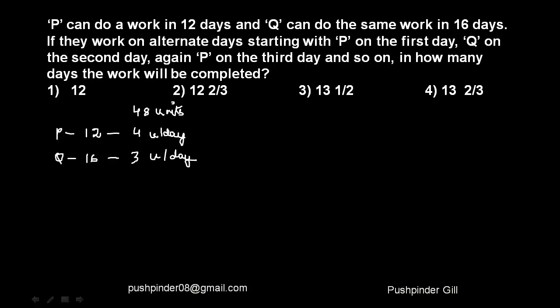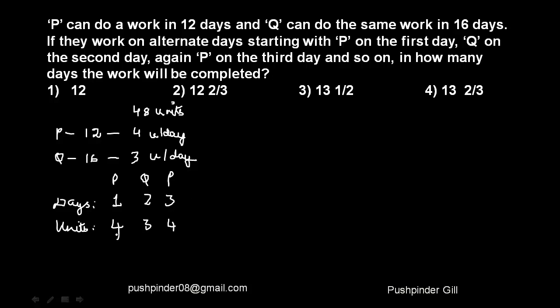Now they are working on alternate days, right? P is working on the first day, Q is working on the second day. So these are days here and these are units here. What is happening on the first day? First day P is working and he is finishing his 4 units. On the second day Q is working and he is finishing his 3 units. Again on the third day P is working and is finishing his 4 units.